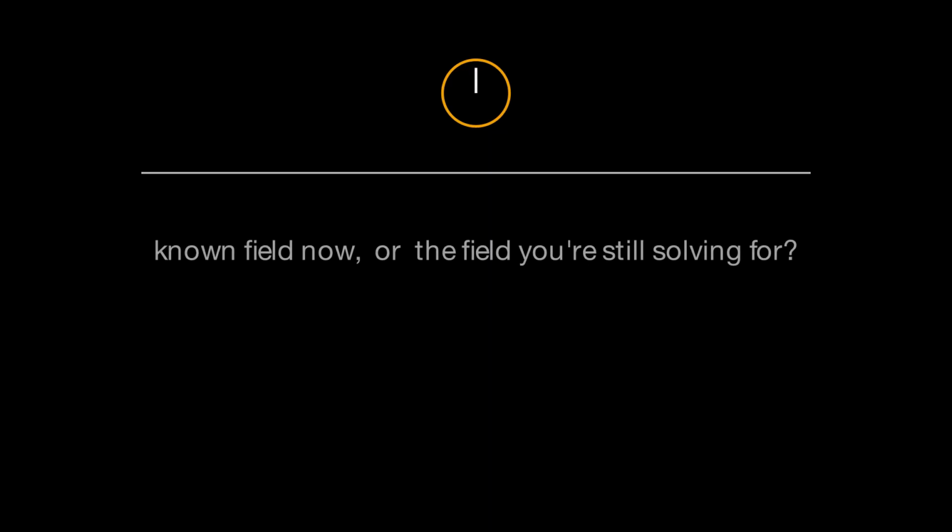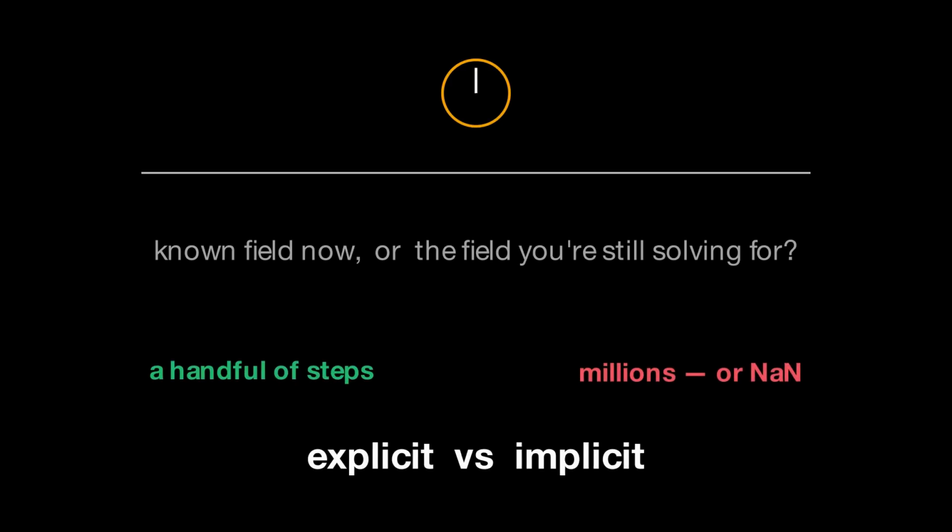Almost every CFD run is a march through time. Even a steady-state solve is usually a march in disguise, a field stepping forward until it stops changing. At every step, you make one quiet decision that drives both cost and stability. Do you build the next step from what you already know, or from what you're still solving for? That single choice, explicit or implicit, separates a run that converges in a handful of steps from one that crawls through millions or blows up.